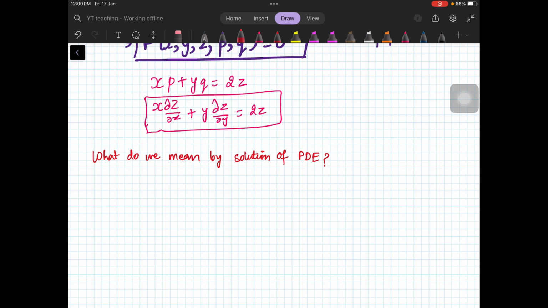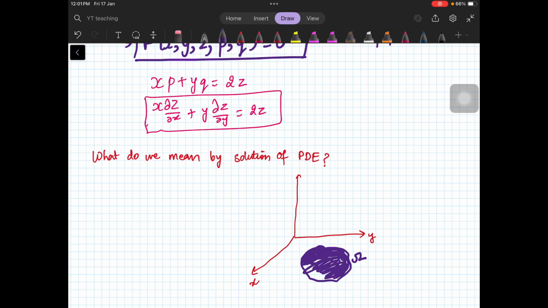So suppose you have this x and then you have y, and suppose omega is the domain, some domain, because when we talk about the solution of the partial differential equation, we'll be talking about some domain. So suppose omega is a domain where we are seeking the solution of the partial differential equation.